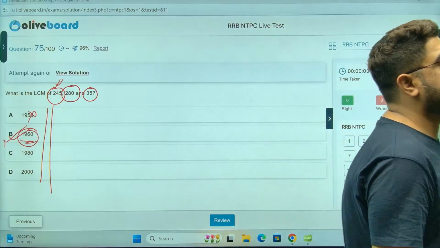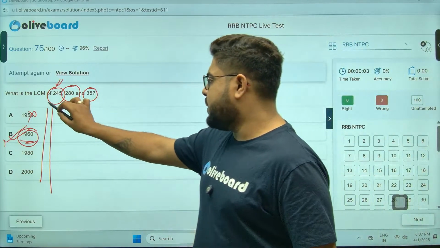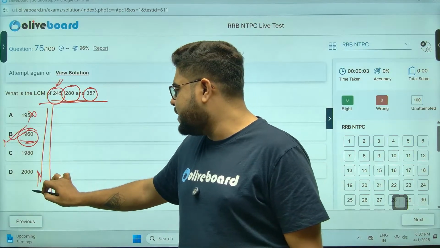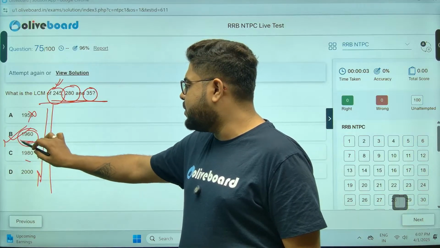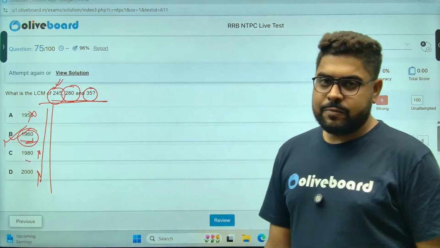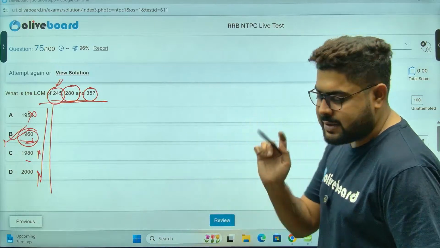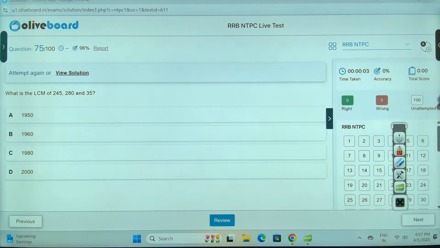1960, sir. You see, with LCM you always check, because the LCM has to be a multiple. So 2000 can never be the answer. 7 2s are 14, 58 again cannot be the answer. 56 is the answer. In the 50s, there is only 56 that is divisible by 7. Only one number. Chalo, yes, B.